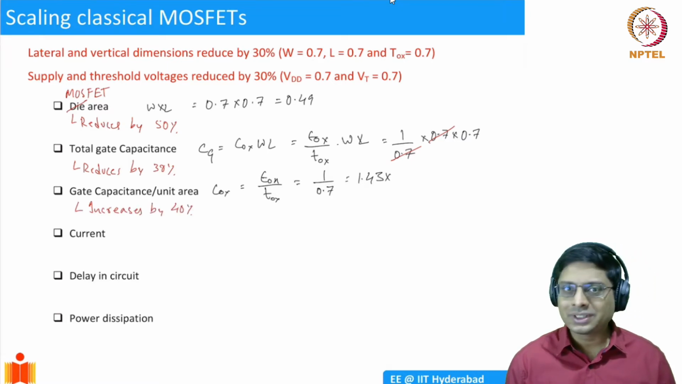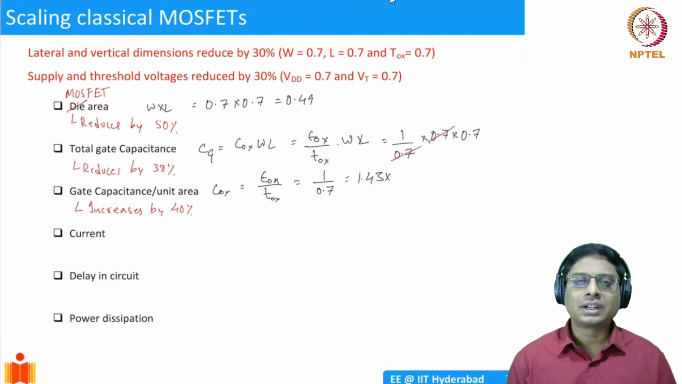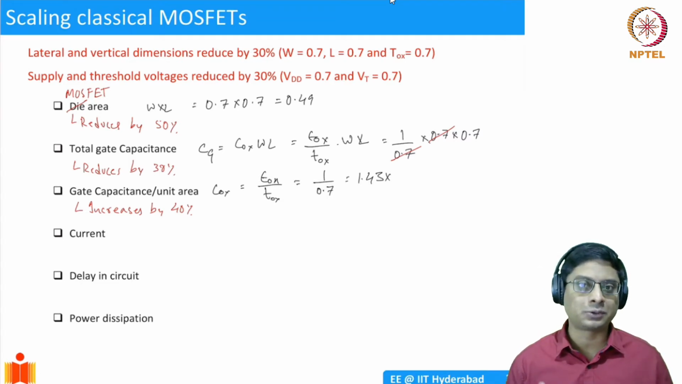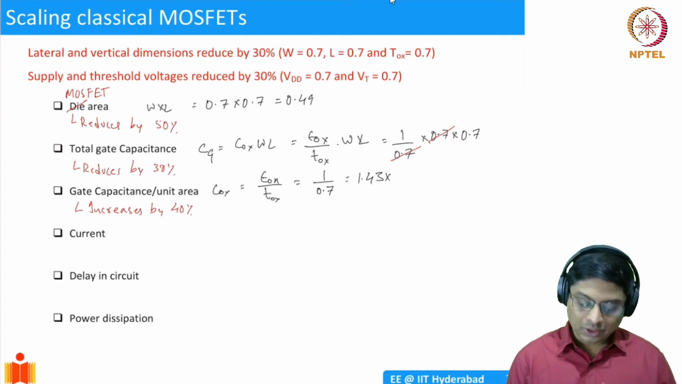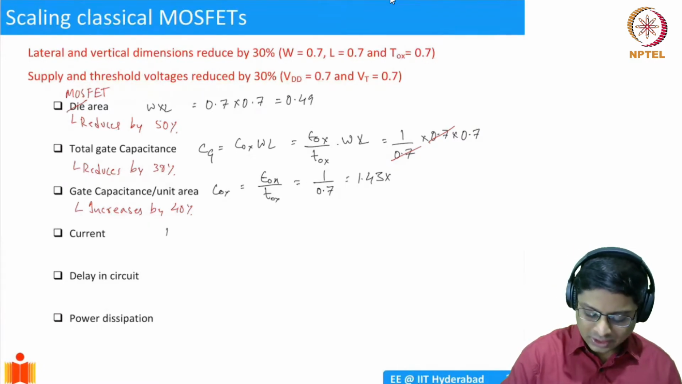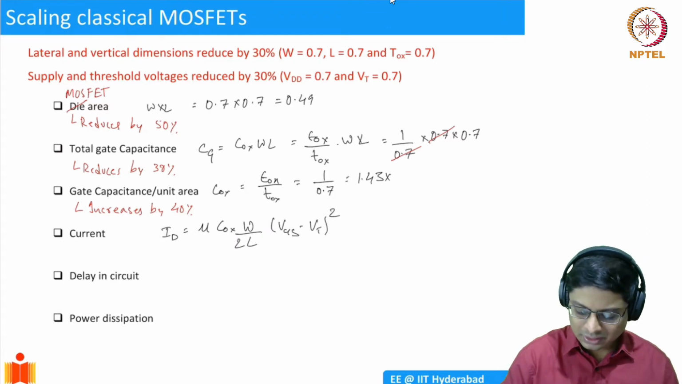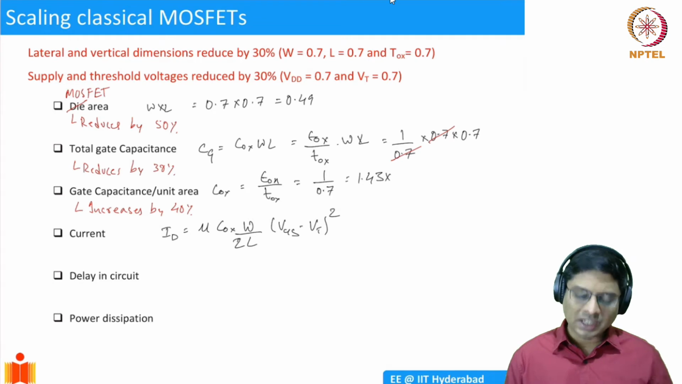Why are we doing this? Well, we are just trying to evaluate these parameters so that we can draw some conclusions of what happens in a scaled MOSFET, or if you shrink the size of a MOSFET, what happens? So now what happens to current? We know the expression for current. ID is basically mu Cox W by L. I'll take saturation current. So I'll simply say VGS minus VT, there is no harm in doing this, whole square by 2L. So this is my ID expression.